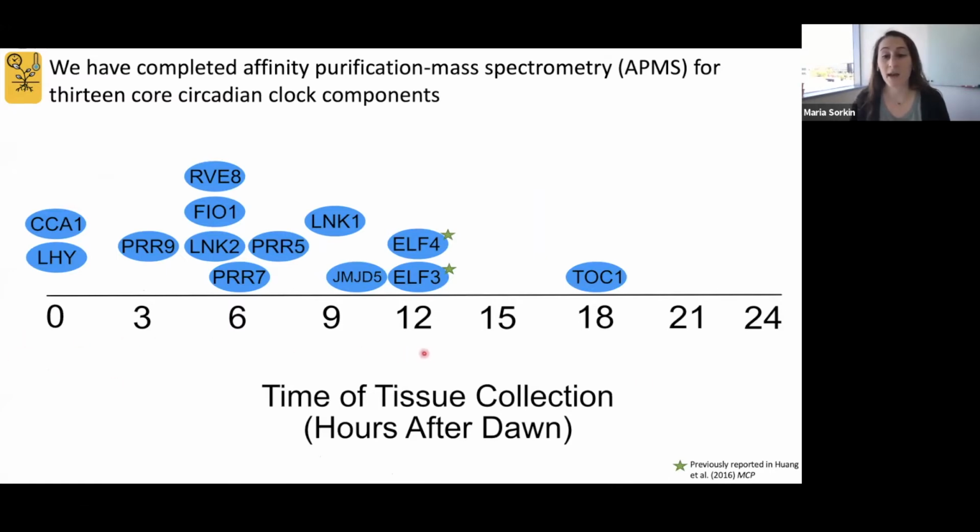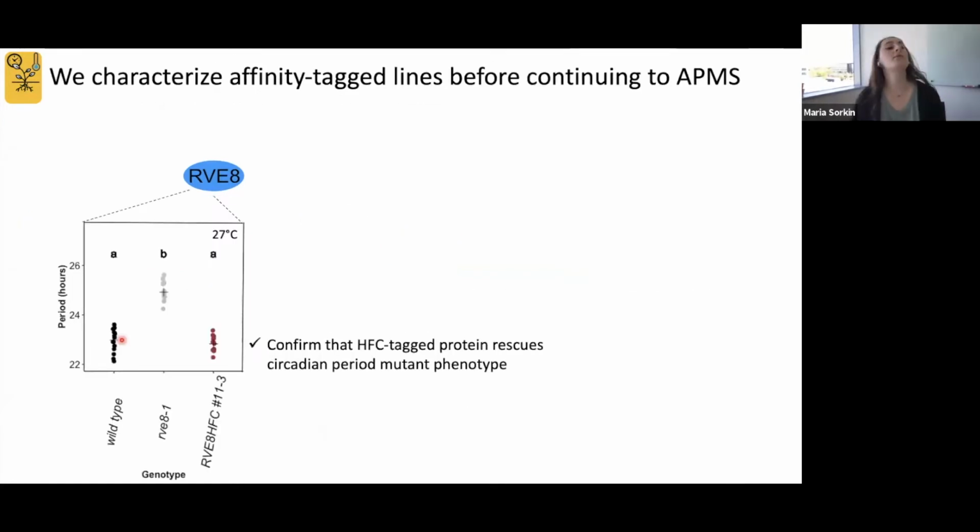And along this timeline, I'm showing the time of day that we collected tissue for each of these proteins, which corresponds to the time of day of peak protein expression. For each of our affinity tag lines, we ensure that they meet two criteria. We first confirm that our HFC version of the protein is operating exactly like the native protein would. For example, for Rev8, we have line 11-3, which rescues the long circadian mutant phenotype of the Rev8-1 null mutant back to wild type levels.